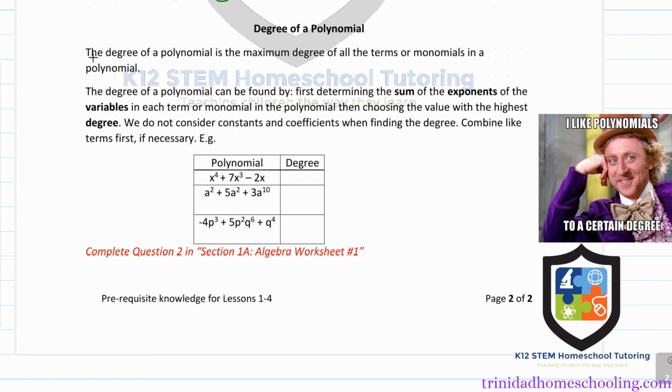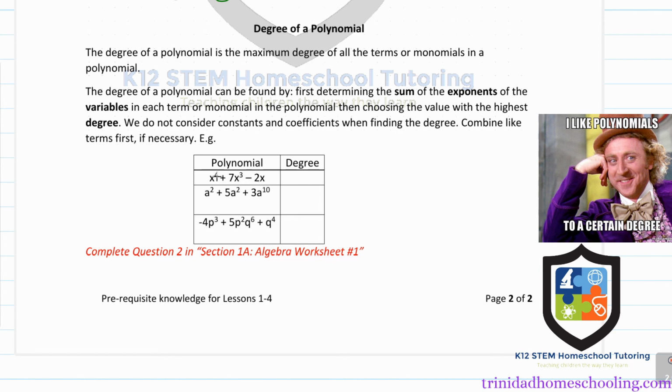We do not consider constants and coefficients when finding the degree. And we combine like terms first if necessary. So let's look at these three examples here. We have x to the power of 4 plus 7x to the power of 3 minus 2x.